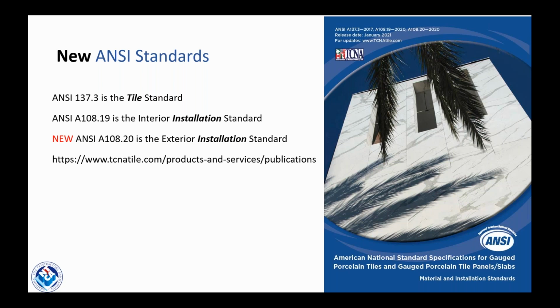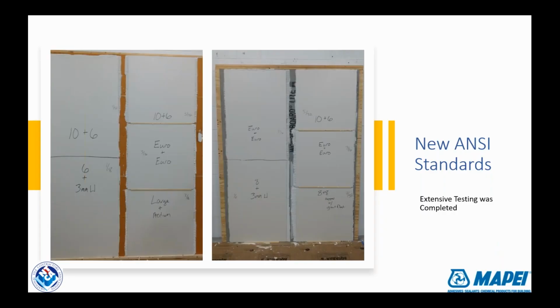ANSI A108.19 is the interior installation standard. The new one that passed last year was A108.20, the exterior installation standard. Below that, you'll see the link to TCNA's website for these publications. The booklet you see on the right is a small handbook specific to gauge porcelain tile. It includes the material and both installation standards published just this year. So that's kind of exciting.